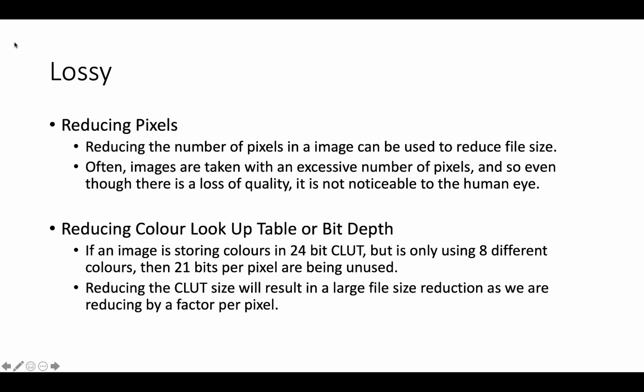Or if we have an image that's being stored using a 24-bit color lookup table, but it's only using 8 different colors, maybe it's a computer graphic, then 21 bits per pixel are being unused. So what we can do then is reduce the size of the color lookup table, and that's going to have a massive impact on our file size, because then we're reducing the file size per pixel, and there might be hundreds of thousands of pixels.